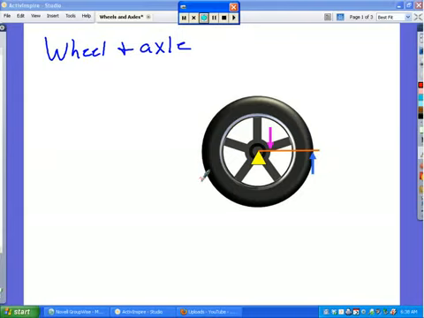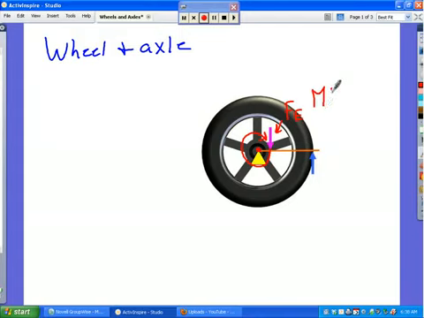This presentation covers wheels and axles. The important thing to note about wheels and axles is that they start off as a lever. In the case of the picture here on the screen, our fulcrum is here in the very middle of our axle. The purple, if we want to call that our effort force for now, will tell me that the axle is driving the wheel.